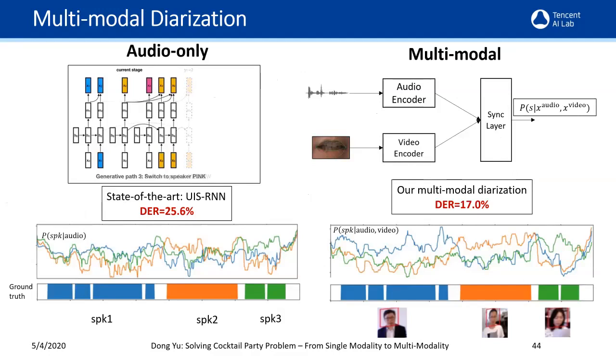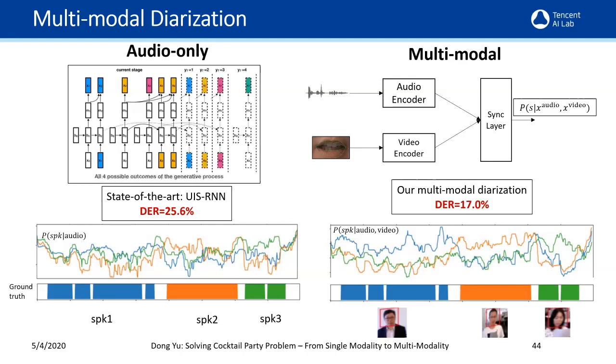Our experiments indicate that our multimodal diarization system can cut the detection error by 1/3 over UIS-RNN, the state-of-the-art single-channel diarization system. In addition, the multimodal system can attach the face of the speaker to each segment, which is not doable in the audio-only solution.